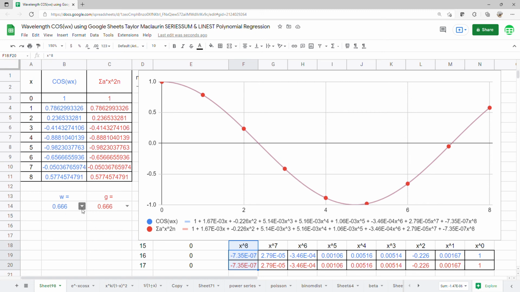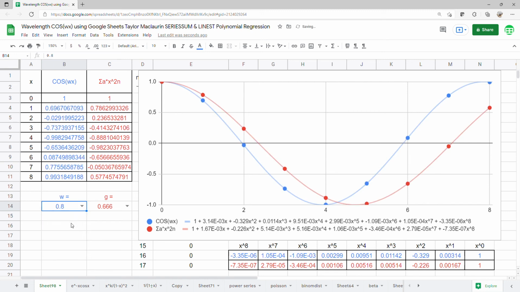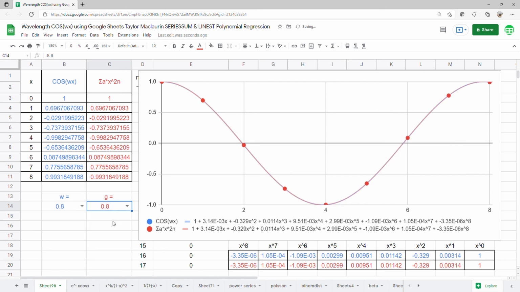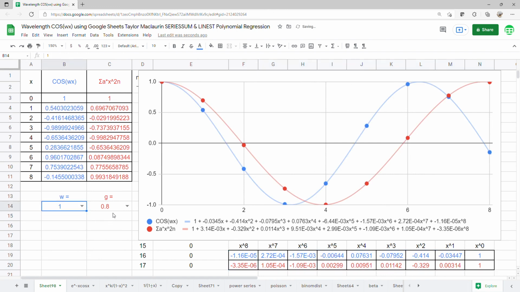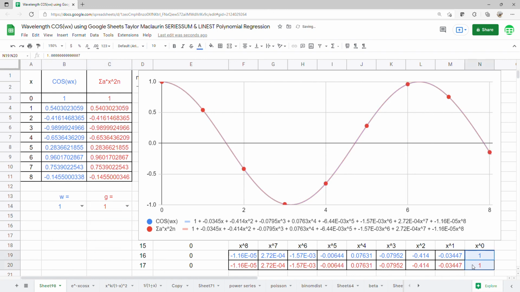Suppose I change the wavelength factor to 0.8. I will change this also to 0.8. Now they're the same. The values are exactly the same. Change this W to 1. That's cosine x. Also, I have to change this to 1. And it's also cosine x.